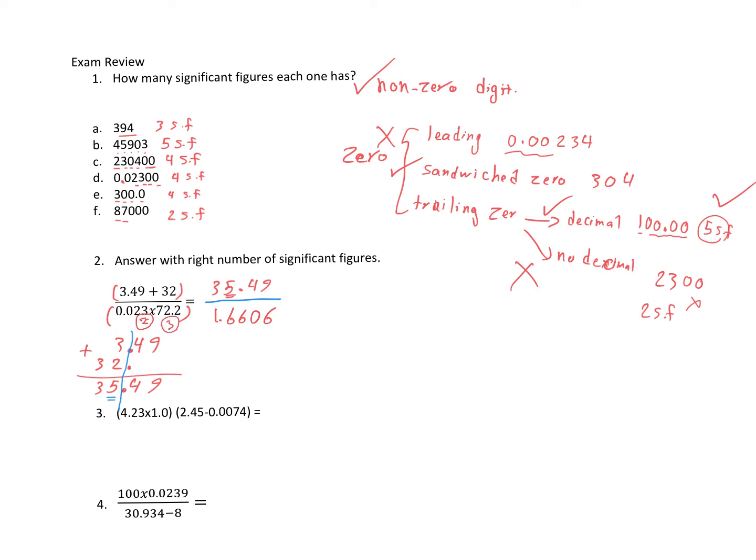So the answer should have 2. So it's 1 and 2. I do not round it. I just underline the last significant figure so I can use it in the final answer.